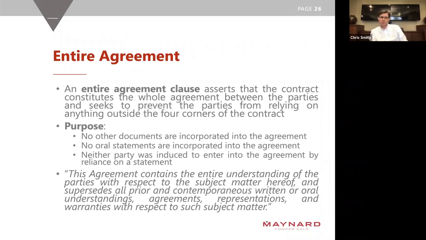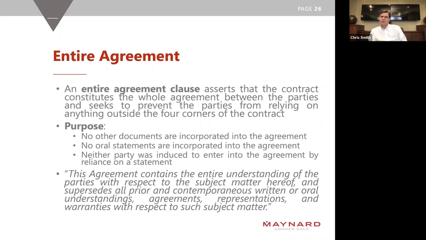That would be very burdensome. So it's a way of just giving clarity to everyone that what's inside the document is what governs the relationship. And the sample provision here says, this agreement contains the entire understanding of the parties with respect to the subject matter hereof, and supersedes all prior and contemporaneous written or oral understandings, agreements, representations, and warranties with respect to the subject matter. So again, what's in the agreement is the agreement, and it doesn't matter what the other stuff was that led up to that agreement.